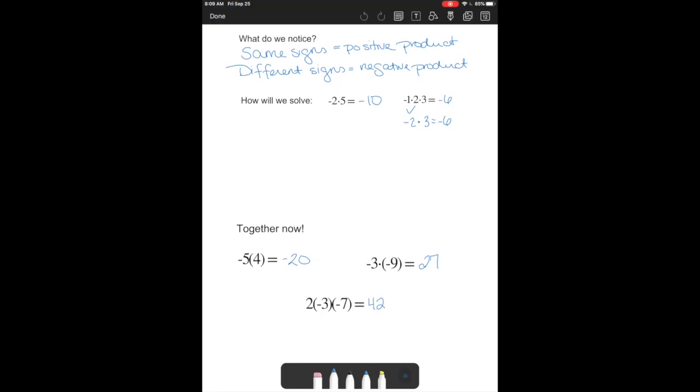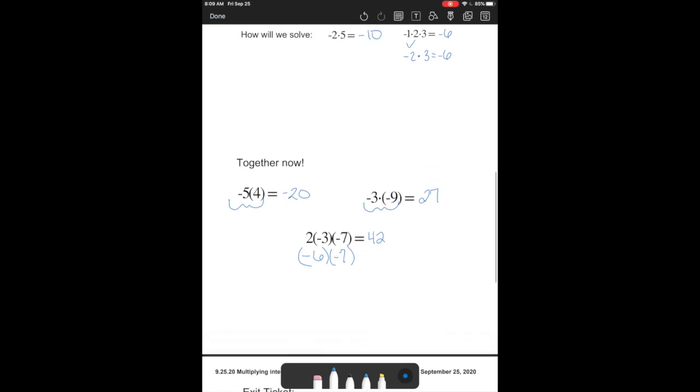Here we have different signs, right? So the answer is negative. Here we have the same signs, so the answer is positive. And here we'll eventually get to same signs because 2 times negative 3 is negative 6 times negative 7. Same signs will always equal a positive.